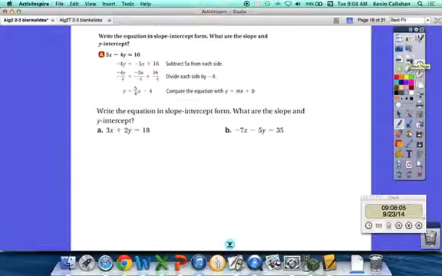Okay, write an equation in slope-intercept form that's not already given to you in slope-intercept form. So here's their example they're showing us. Right? 5x minus 4y equals 16. How do you put that into slope-intercept form? Solve for y. Solve for y. Right? Because remember, the slope-intercept form is y equals mx plus b. So the y is isolated on one side.